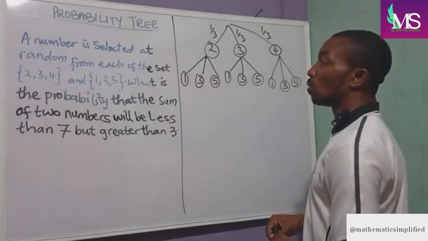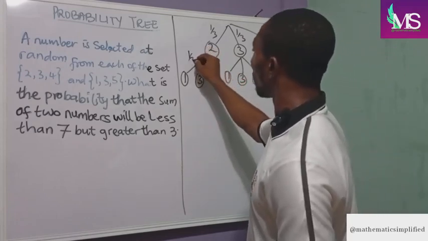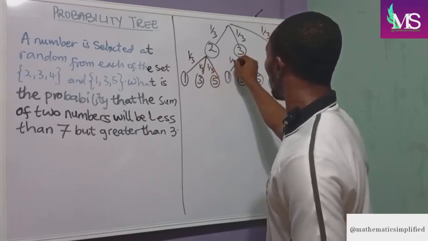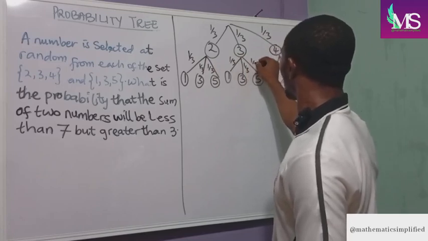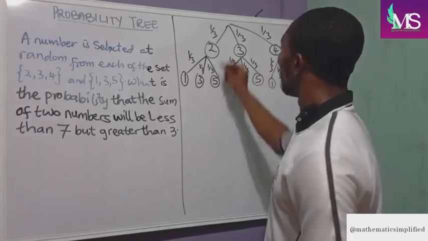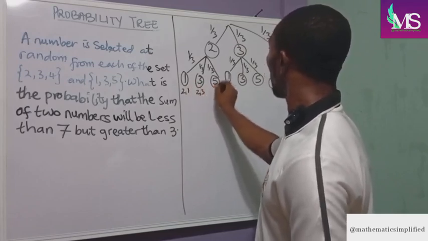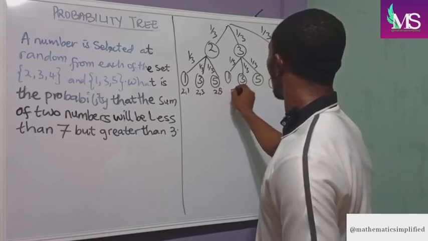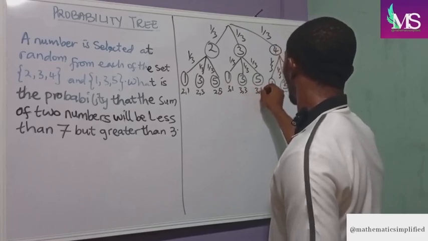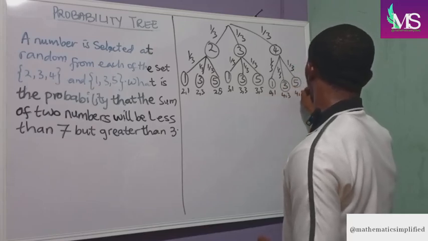Now if we have this, the next thing we are going to look at is, since they said the sum, we'll look at addition of these two numbers. But first of all, the outcome will be 1 over 3 for each and every one of them also. Now this will be 2 and 1, 2 and 3, 2 and 5, 3 and 1, 3 and 3, 3 and 5, 4 and 1, 4 and 3, 4 and 5.